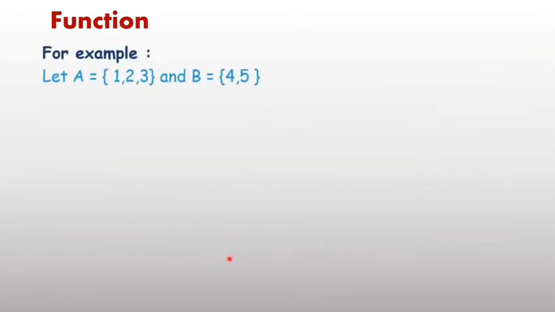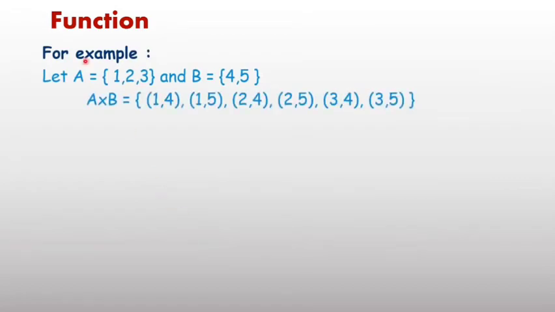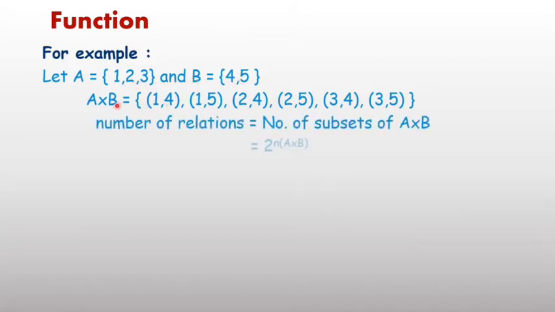Next, for example, here two non-empty sets A and B are given. Set A equals {1, 2, 3}, set B equals {4, 5}. A cross B, all of you can write easily. A cross B means the collection of all ordered pairs in which the first element belongs to set A and the second element belongs to set B. That is A cross B.